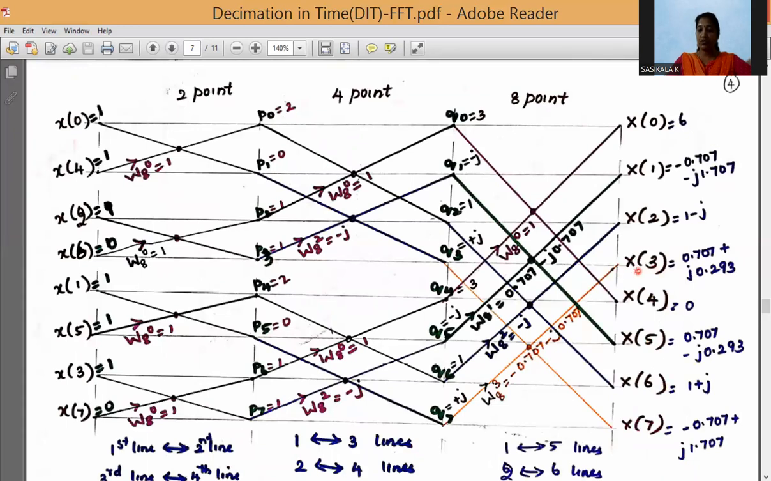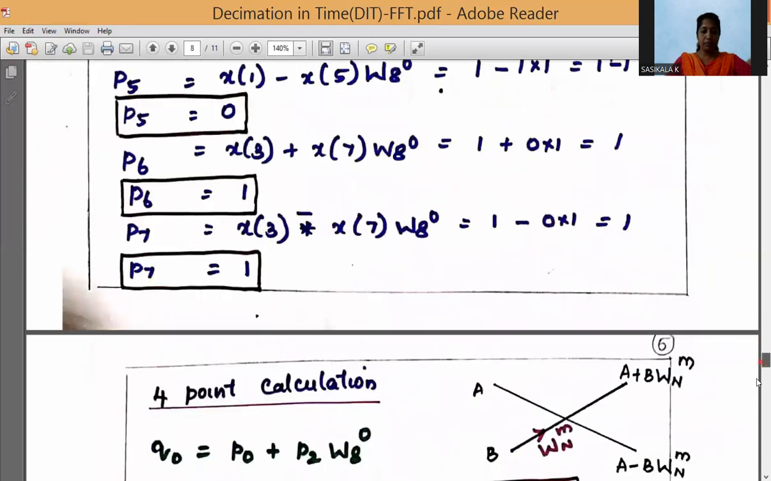And at last, we need to find out X of 3 and X of 7. For X of 3, the inputs are Q3 and Q7. And the twiddle factor is W8 power 3. So X of 3 equal to Q3 plus Q7 into W8 power 3. And X of 7 equal to Q3 minus Q7 into W8 power 3. So go to the calculation part.